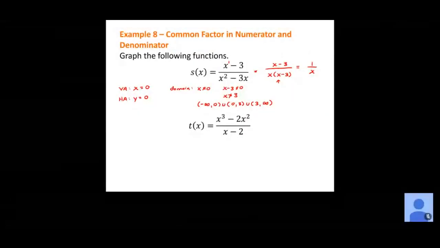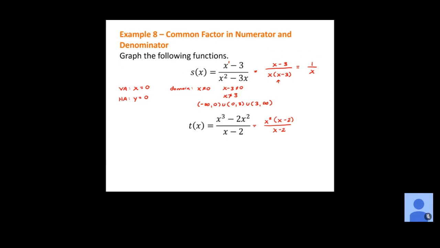All right, so let's take a look at this next one now. What's our first step going to be this time? Good, so let's factor the numerator. What can we factor in the numerator this time? Yeah, we have an x squared, so we're going to have x squared times x minus 2. And then x minus 2 in the denominator, we can't do anything with that.